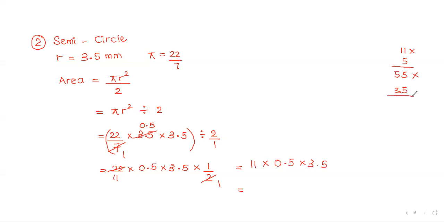I don't consider the decimals here, I just multiply the numbers. 11 multiplied by 5 gives me 55. And that 55 I multiply by 35. We'll see what answer I get.